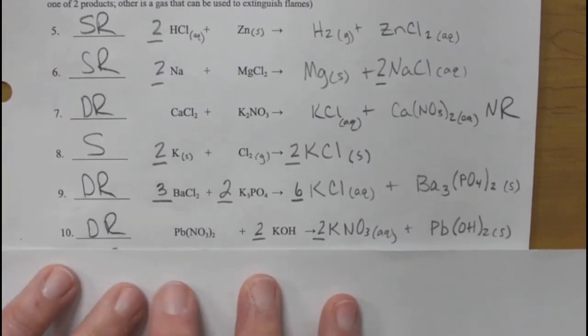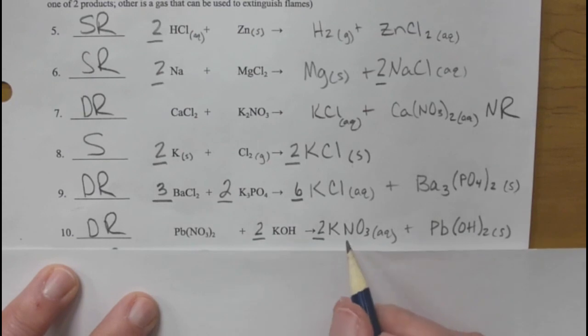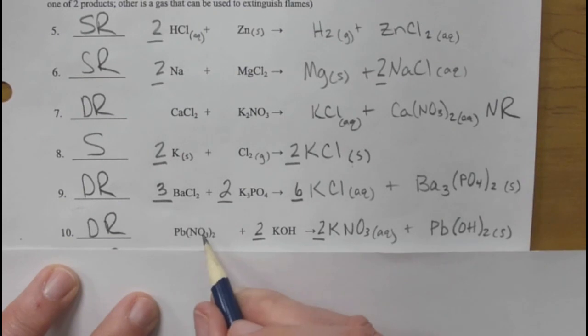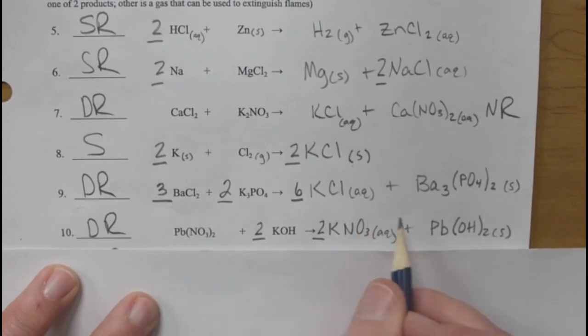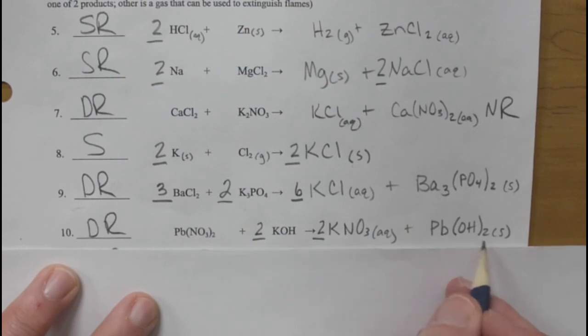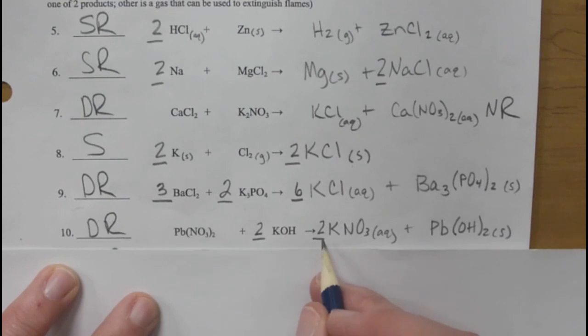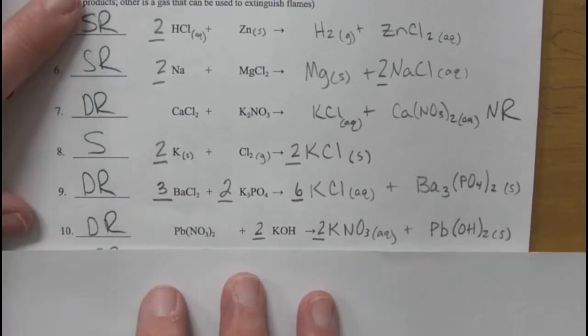Number 10, another double replacement reaction. So the lead and the potassium are going to trade places. So now we have potassium nitrate, which is aqueous, and then lead 2 hydroxide. We know that it's lead 2 because it's lead 2 over here. Lead 2 hydroxide is solid, so we have a reaction that happens. When we balance it, we have a 2 in front of KOH and a 2 in front of KNO3.